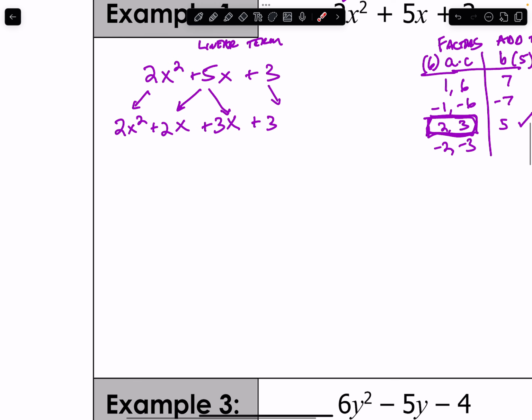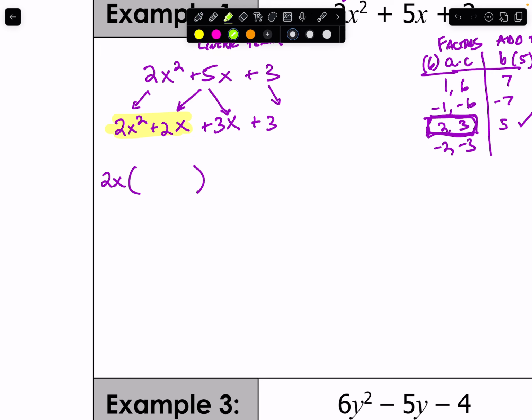So we're going to group these two together and common factor those. I noticed that they have a common factor of 2x. Then I'm going to group these guys together and look for their common factor. I noticed they have a common factor of 3. Now, when we do grouping, don't forget, you always pull down that sign in the middle. You have to have a plus or a minus there.